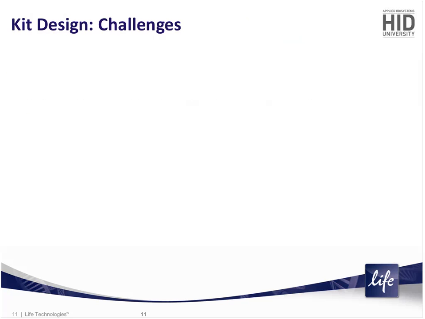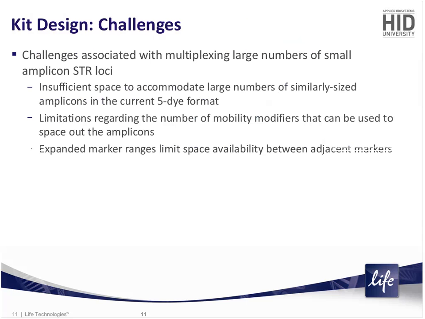But to do this, there are some challenges, mainly associated with the multiplexing of large numbers of small amplicon STR loci. If you look at the current 5-dye format used for some of our other chemistries, there is insufficient space to accommodate large numbers of similarly sized amplicons in that current format. And the last thing we want to do is increase the size of any of those markers, because regardless of how good the buffer system is, a long marker is far more vulnerable to degradation, and we don't want to run the risk of losing markers to degradation, which is very difficult to overcome once it's happened.